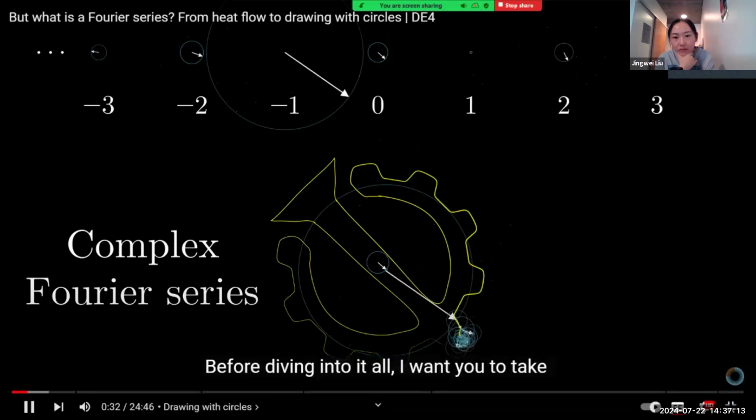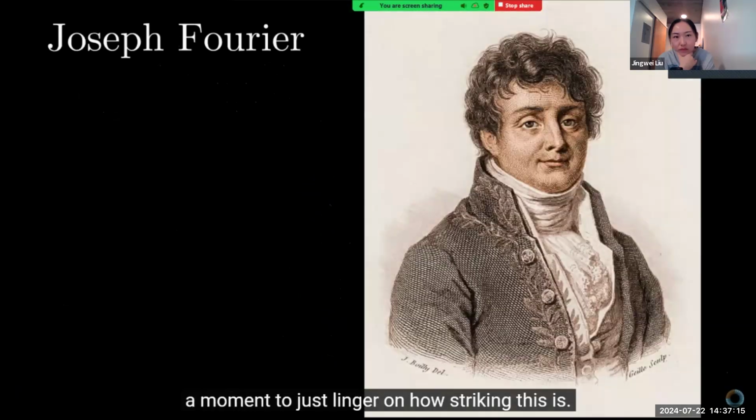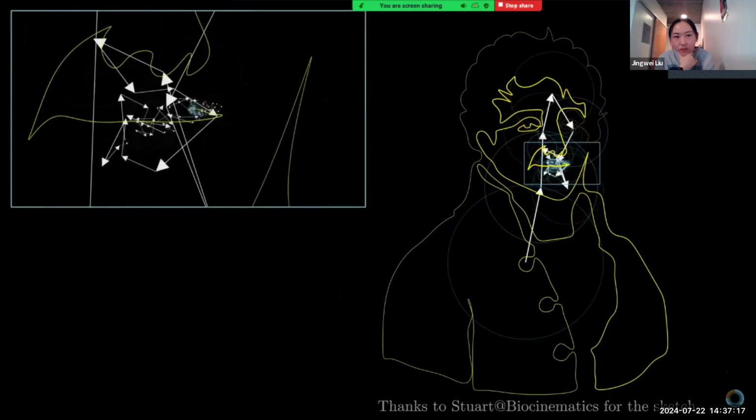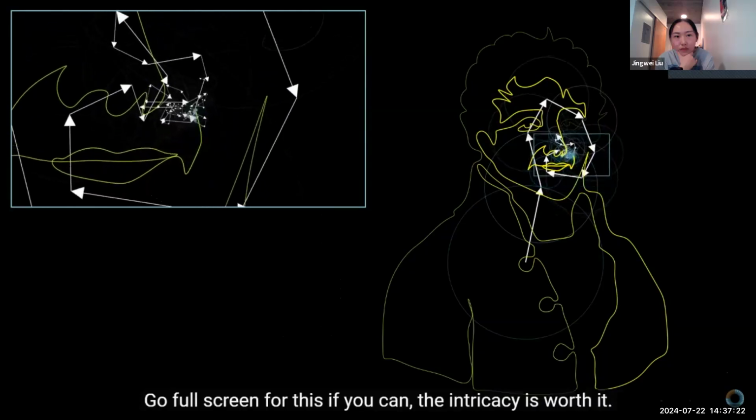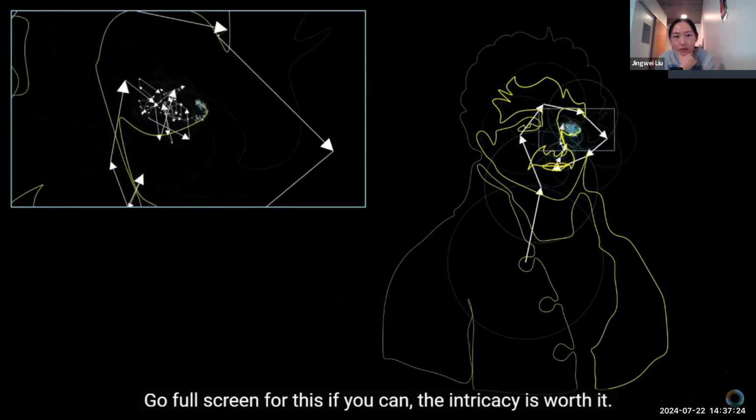Before diving into it all, I want you to take a moment to just linger on how striking this is. This particular animation has 300 rotating arrows in total. Go full screen for this if you can. The intricacy is worth it.